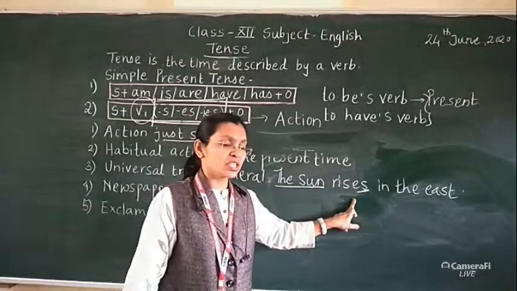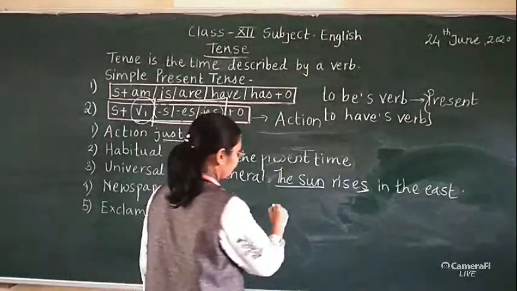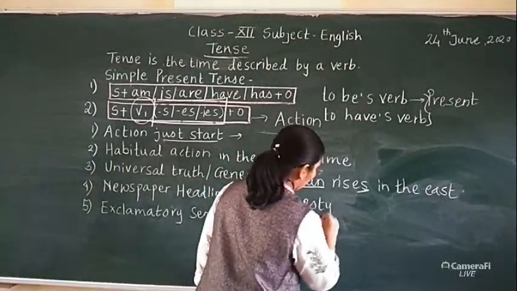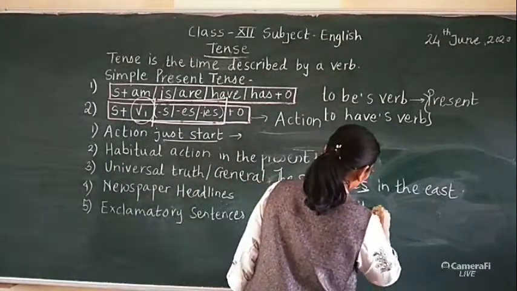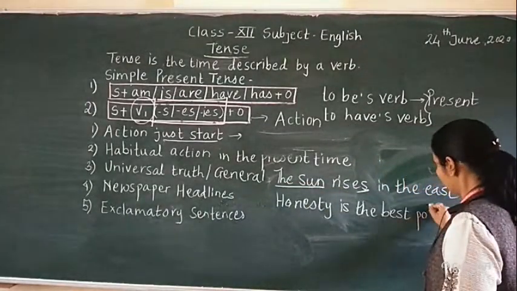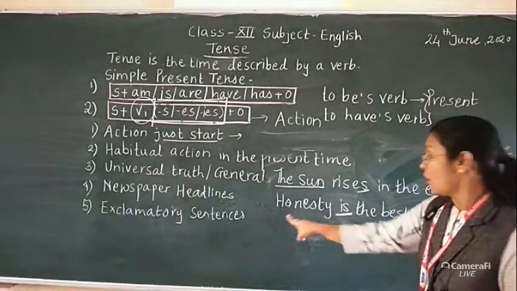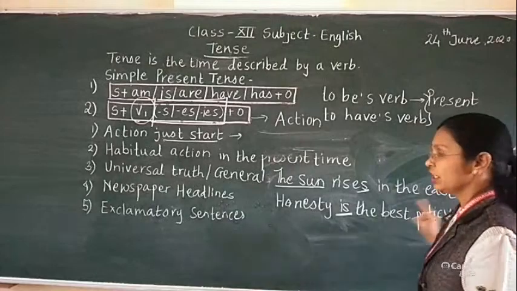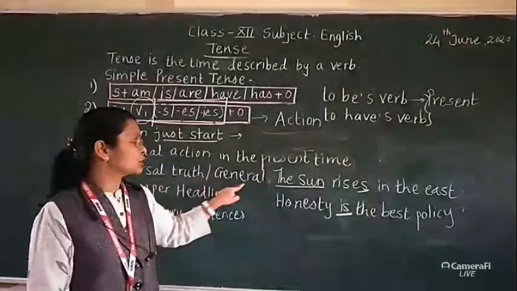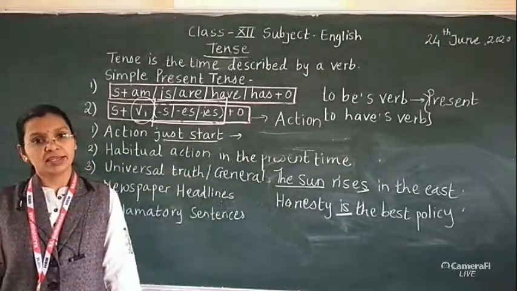That time we use the simple present tense. As well as if I say, honesty is the best policy. So what I use here is honesty is the best policy. So this is what? This is the general truth. So if there is a universal truth or general truth, we are going to use simple present tense.